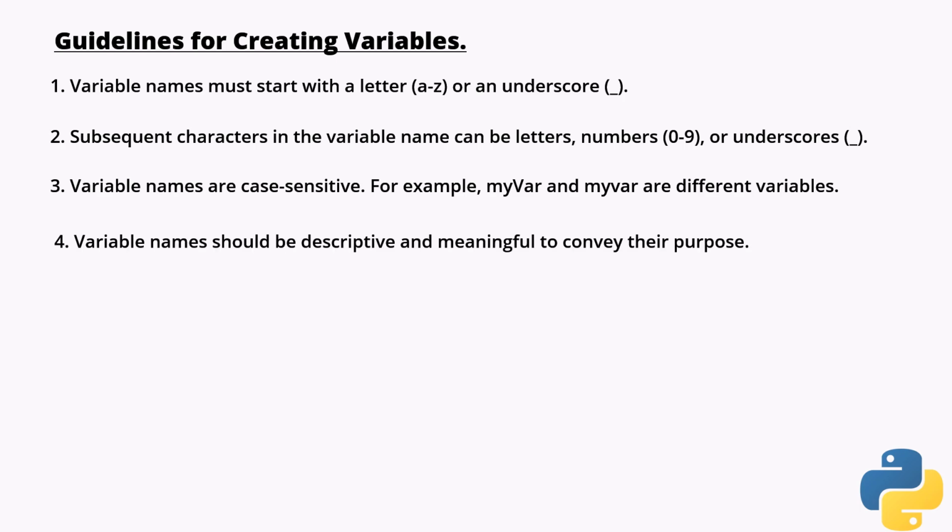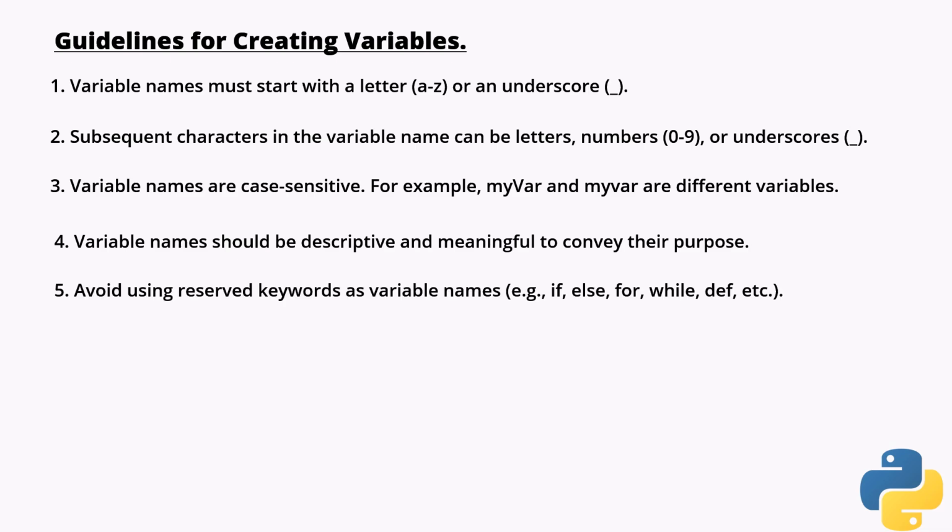Variable names should be descriptive and meaningful to convey their purpose. So, for example, you can use something like school_id, customer_id, count, something to make sure the variable is descriptive and meaningful. And another guideline is to avoid using reserved keywords as variable names. For example, if is a reserved keyword, else is a reserved keyword, for, while, and def, which is used for defining a function. So we get to understand most of this as we progress in our course.